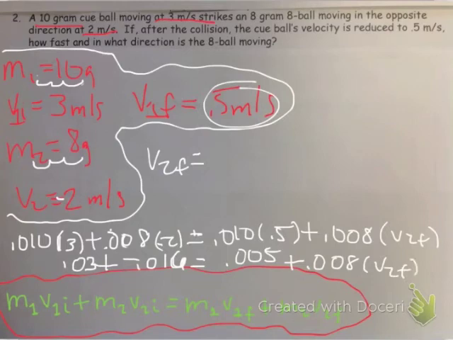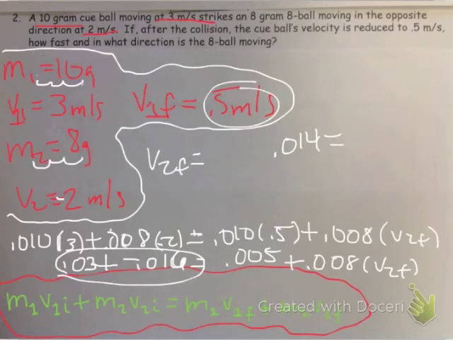Okay, so we can easily combine these together. So 0.03 minus 0.016, what does that give us? 0.014. So we'll put this up here. 0.014 equals 0.005 plus 0.008 times the velocity of your second object final. So how can we simplify this side? Well, that 0.005 needs to come to the left because we need to isolate V2 final.